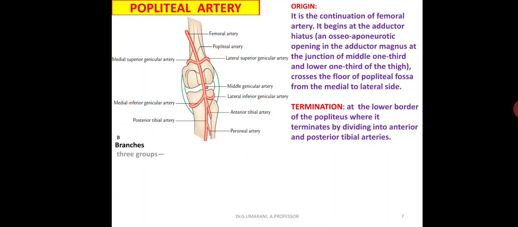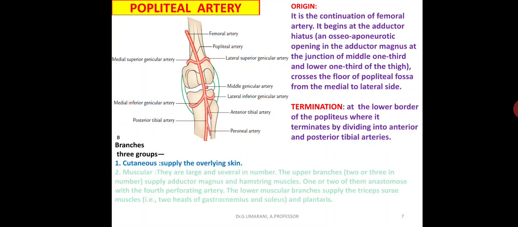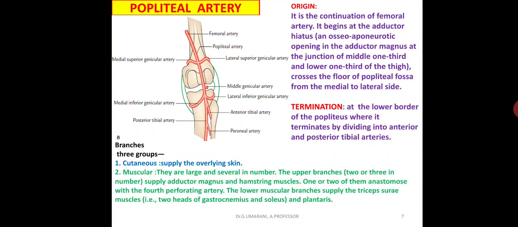The branches of the popliteal artery are in groups: cutaneous branches that supply the overlying skin, and the muscular branches, which are large and several in number. The upper branches are 2 to 3 in number and supply the upper part of the thigh, that is the adductor magnus and hamstring muscles, and these anastomose with the perforating arteries. The lower muscular branches supply the triceps surae.